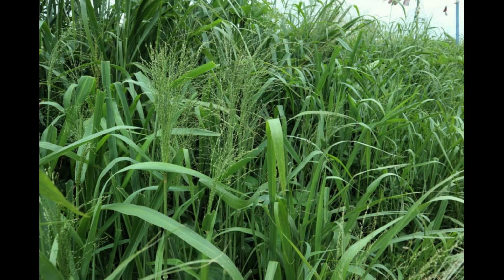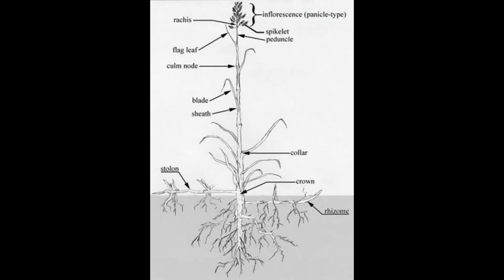The stems are typically thick and sturdy, allowing the plant to support its large inflorescence. The leaves are broad and flat with parallel veins. That's venation, please take note. Parallel veins, and the leaves are arranged alternately along the stem. While the inflorescences are large, open panicles that can contain thousands of individual flowers.